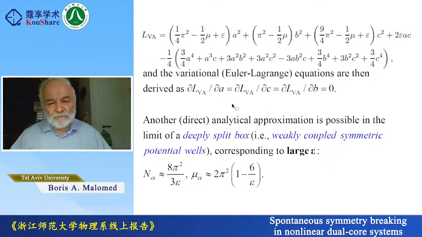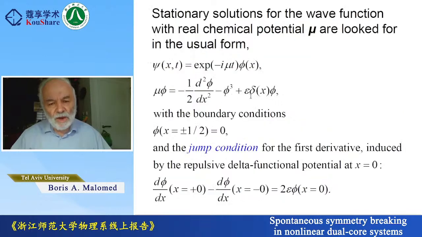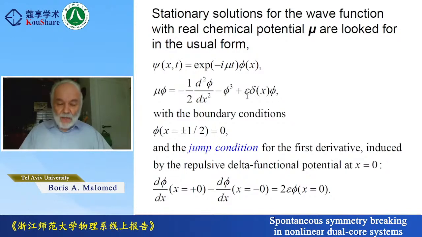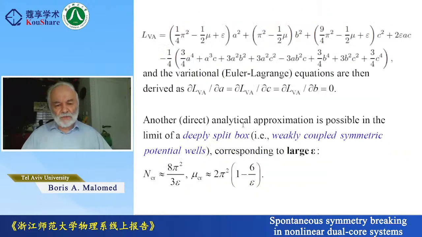I also mentioned that there is another analytical approximation, a much simpler one. We can explicitly develop the asymptotic analysis of this equation, assuming that epsilon is a very large parameter. After some technical details, which I will not present here because they are rather boring and would take too much time, this limit case of very large epsilon produces approximate results.